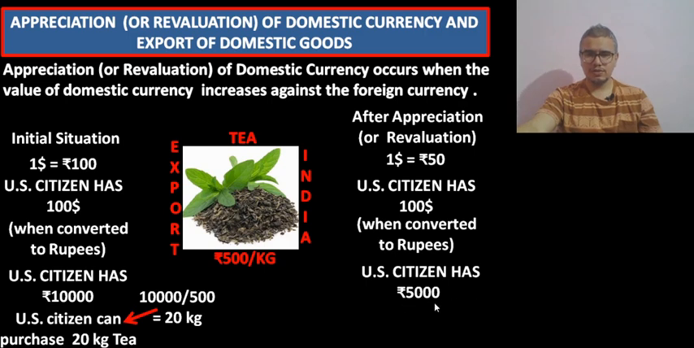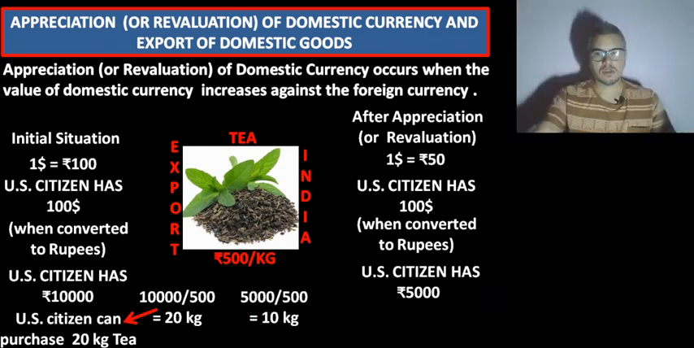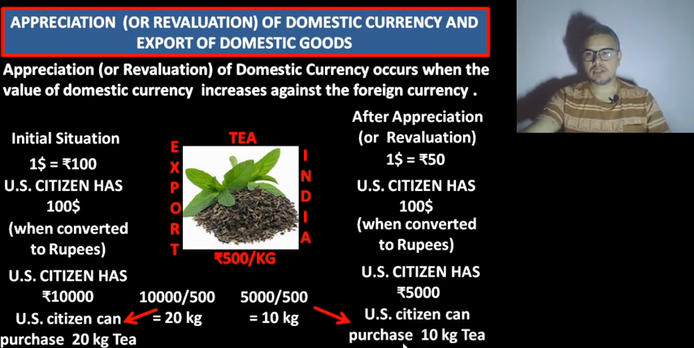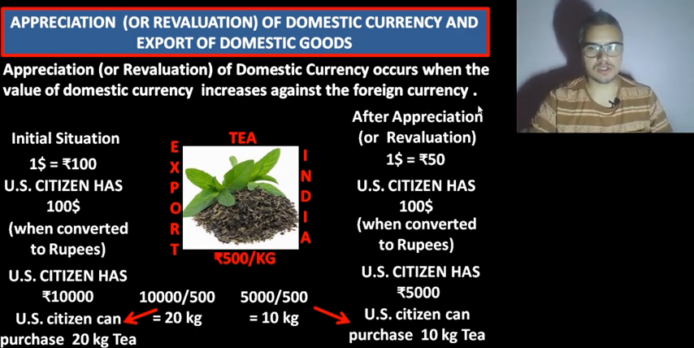Okay, with this 5,000 rupees entirely spent on tea being sold by India at rupee 500 per kilogram, the amount of tea purchased by the US citizen will be 10 kilograms, that is 5,000 divided by 500. Okay, thus the tea purchased by the US citizen will be 10 kg of tea, when the value of Indian currency, or domestic currency, is appreciating.